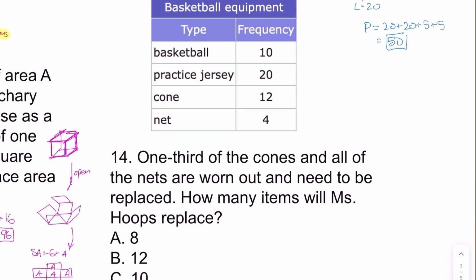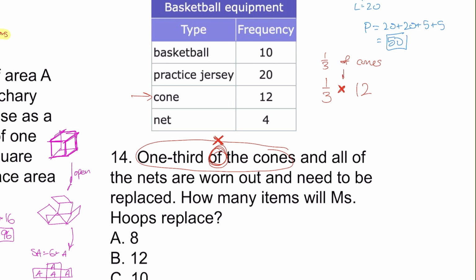All right, next you have this chart of basketball equipment, and for number 14 it says 1/3 of the cones and all of the nets are worn out and need to be replaced. How many items will Miss Hoops replace? So here we have in this fraction, 1/3 of the cones. Of is your keyword, which means to multiply. You have to look at the chart, figure out the cones, which in this case is 12. You have to do 1/3 of or times 12.